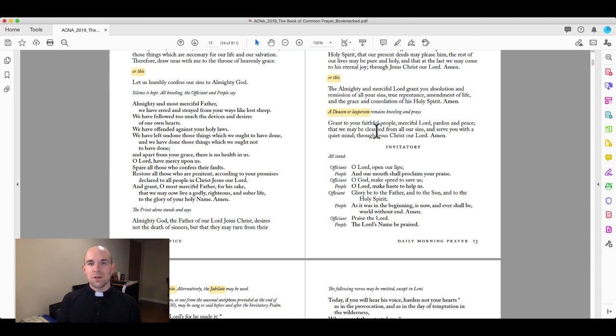You will get more familiar with the choices so that eventually it'll just kind of become second nature, and you'll know, okay, I need to pick a canticle here.